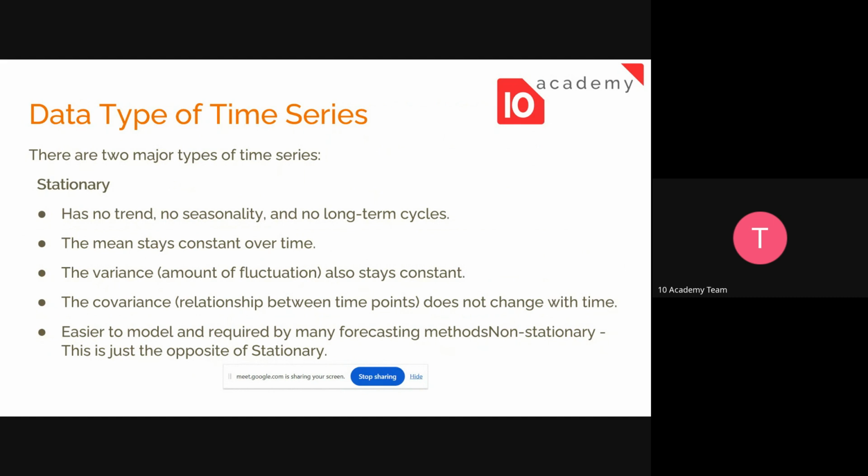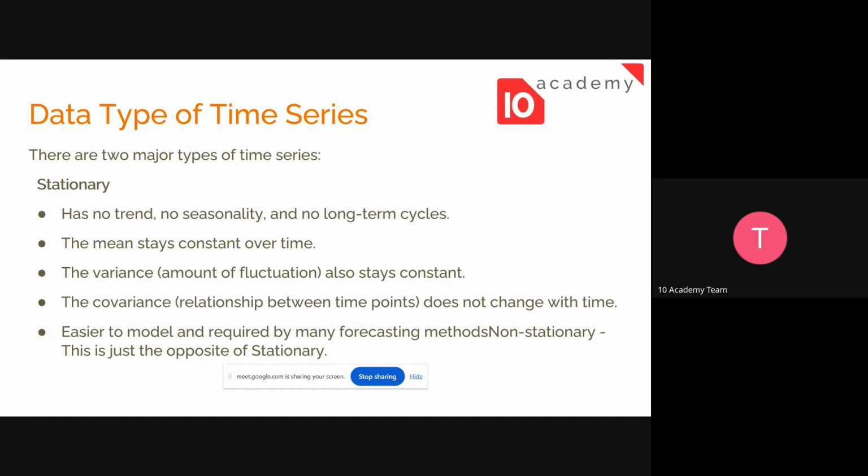But most data is not stationary by nature. If you consider stock markets, they go up and down every single time. So most data is not stationary. When you define stationary, the mean stays constant over time. The variance, meaning the amount of fluctuation, is also constant. The covariance, the relationship between the time points, does not change with time. It's easier to model and required by many forecasting methods.